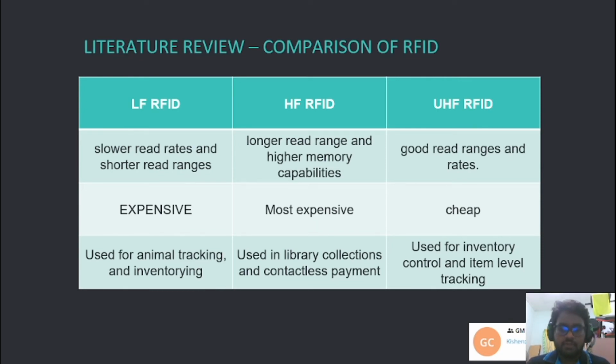In terms of cost, the high frequency RFID is the most expensive one, whereas the low frequency RFID is the second, and the ultra high frequency is the third. The low frequency RFID is used for animal tracking and inventorying, the high frequency is used for library collection and contactless payment, and the ultra high frequency is used for inventory control and item level tracking. These are the comparisons of the main components of our project.